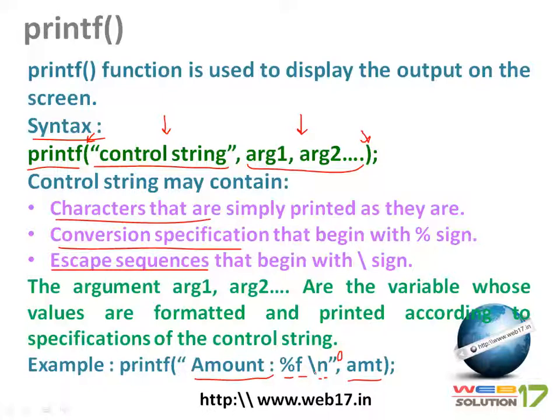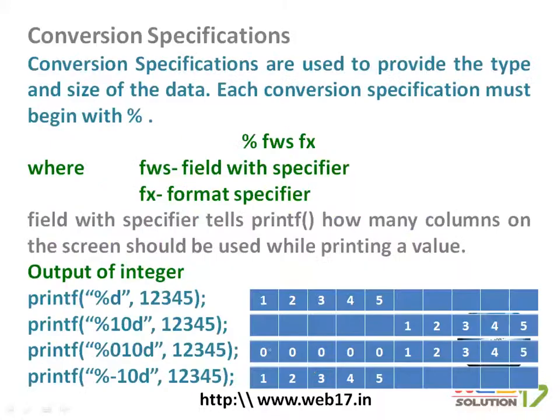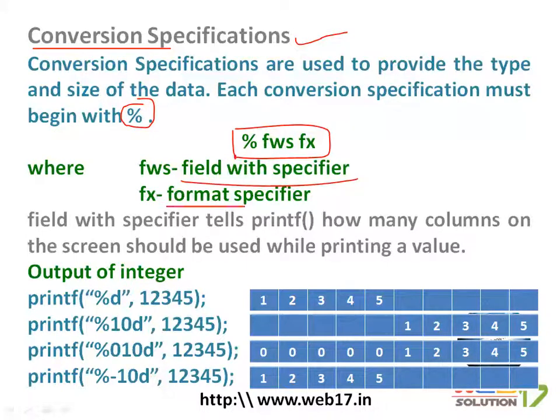Now we are going to learn conversion specifications in detail. Conversion specifications are used to provide the type and size of data. Each conversion specification must begin with the percent sign. This is the structure of a conversion specification. FWS means field width specifier and FX means format specifier. The field width specifier tells printf how many columns on the screen should be used while printing a value.